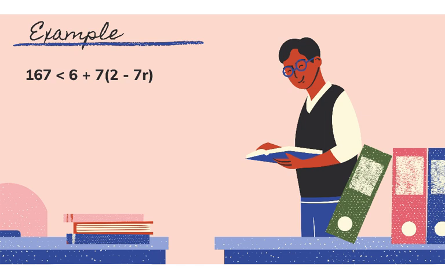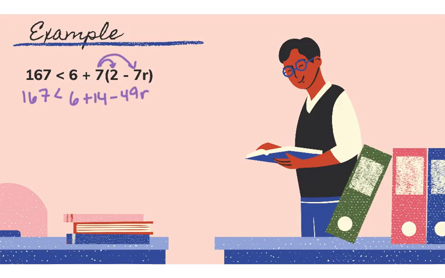Let's look at another example. 167 is less than 6 plus 7 times 2 minus 7r. Again, this is a lot like solving equations. We need to distribute this 7 first, because we need to simplify in order to solve for r. So we get 167 is less than 6 plus 14 minus 49r.